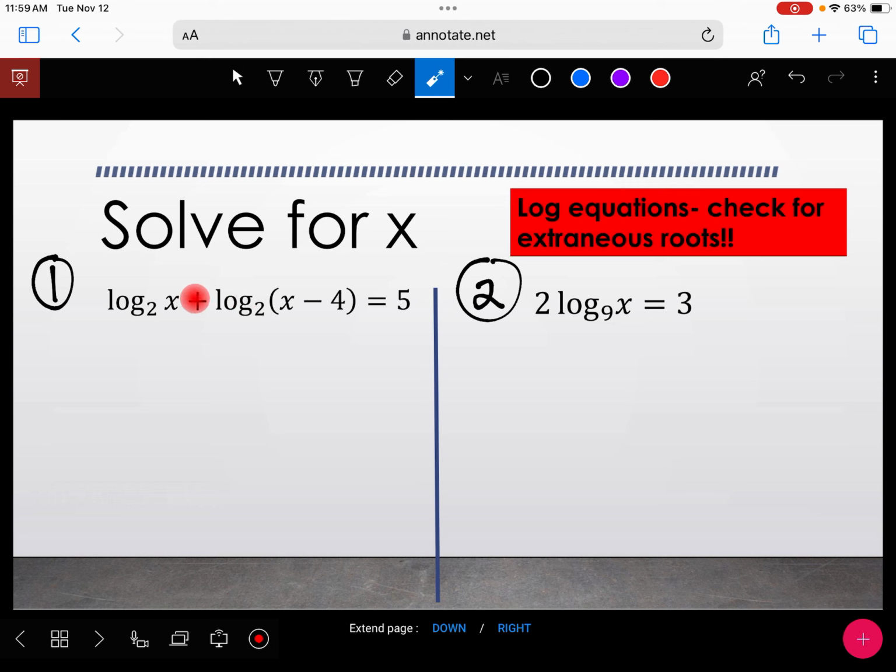Now this first one, we'll just do one at a time. This is the first equation that involves a property. So we have to use our log properties in order to solve it because we're adding logs. So we have to condense this side down first.